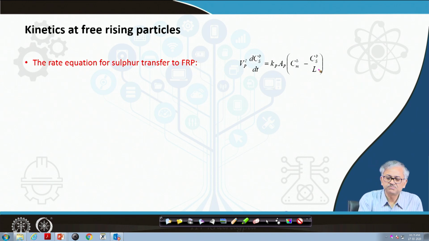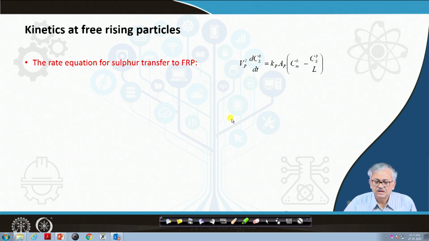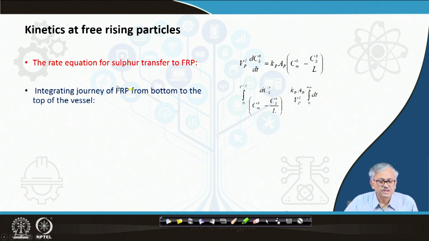So this is the simple rate equation, or you can say the mass balance equation, at the FRP liquid interface.